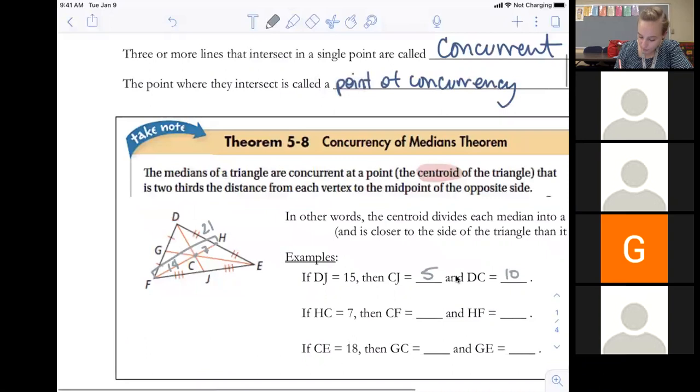So CF is 14 and HF is 21. Any questions so far? Okay.